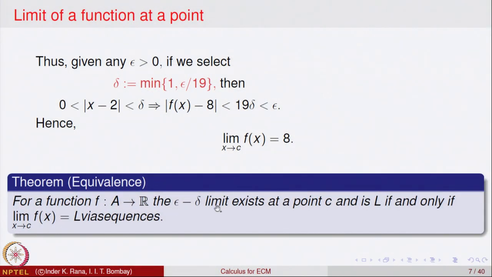we have already seen a method of finding the limits using sequences. Both ways are in fact equivalent. So, that is a theorem, namely for a function f, the epsilon delta limit exists at a point c and is L if and only if the limit via sequences also exists and is equal to L. So, either method is good enough to find the limit of a function at a point. Many a times in computational problems sequences are easy to use to guess and prove that the limit exists or to prove that the limit does not exist.